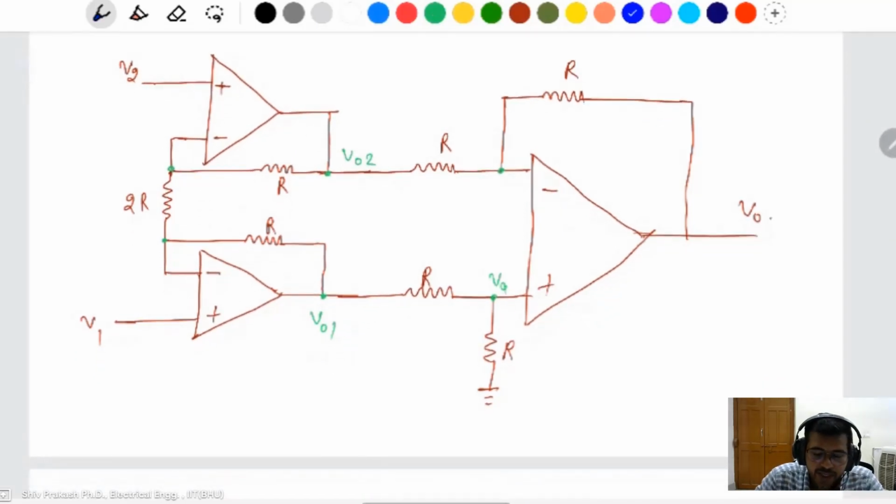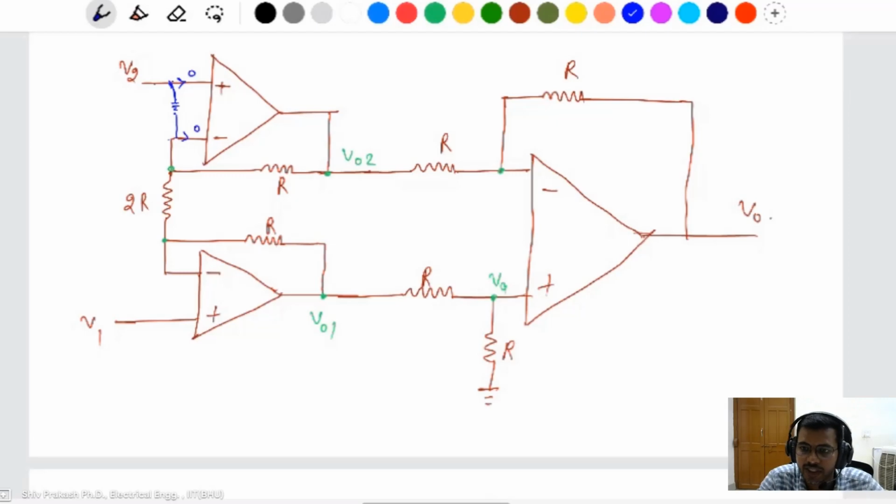Okay, this is negative feedback. Negative feedback means the op-amp works as a virtual short. You can take this as a virtual short between the positive and negative terminals of the op-amp. It means this current will be 0, this current will also be 0. This voltage and this voltage will be the same, because they are in virtual short. Virtual short means they are at the same potential. That's why we talk about the virtual short.